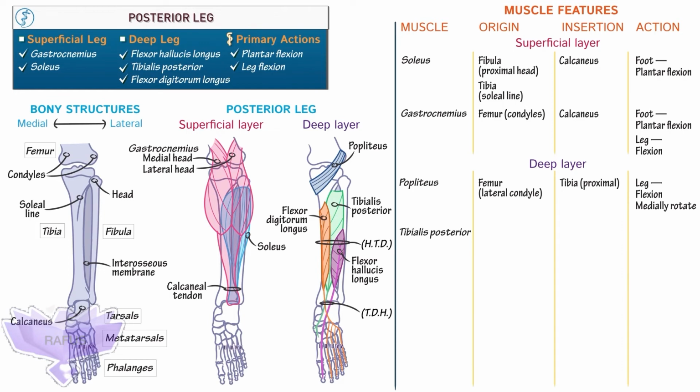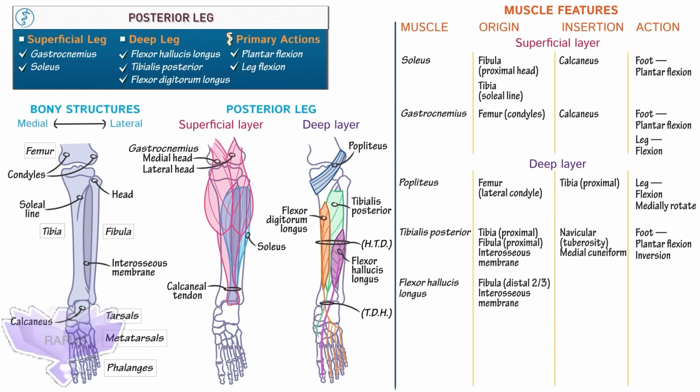Tibialis posterior arises from the proximal tibia, fibula, and interosseous membrane, and inserts primarily at the navicular tuberosity and medial cuneiform. It plantar flexes and inverts the foot. Flexor hallucis longus arises from the distal two-thirds of the fibula and interosseous membrane and inserts on the base of the distal phalanx of digit 1. It plantar flexes the foot and flexes the distal phalanx of digit 1.